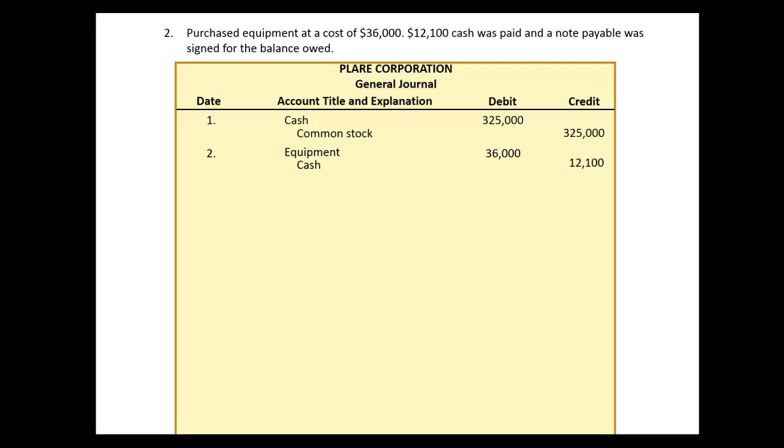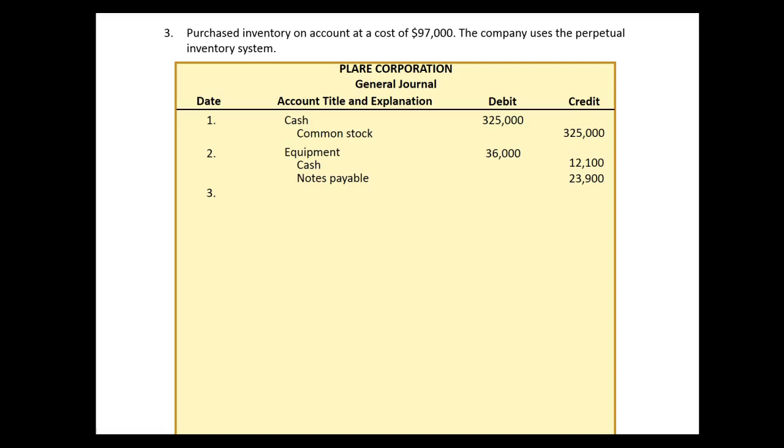Last, we took out a note payable for the difference. A note payable is on the right-hand side of the equation. Remember, assets equal liabilities plus owner's equity. Since liabilities is on the right-hand side of the equation, an increase in a note payable is a credit. So this journal entry increases our equipment, which is an asset, decreases our cash, which is an asset, so we credit it, and it increases our notes payable, which is a liability, and we credit that for an increase.